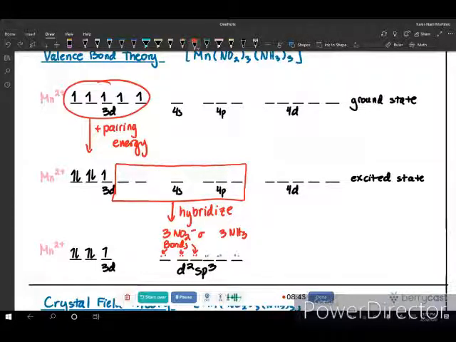Drawing the electrons this way shows that our ligands are donating their pairs of electrons. And now this is going to be our bonded state.